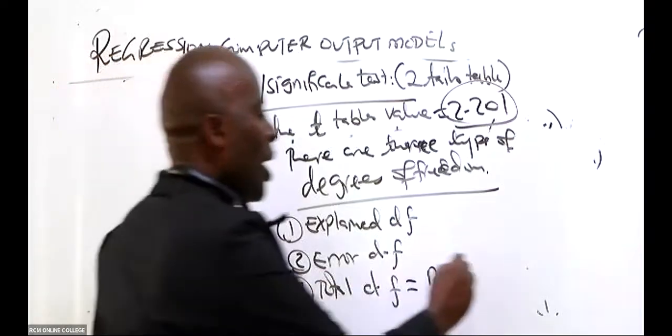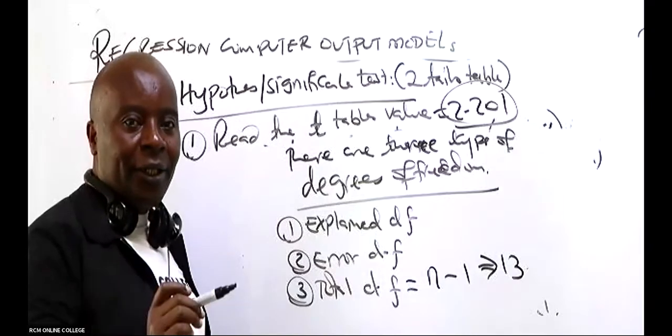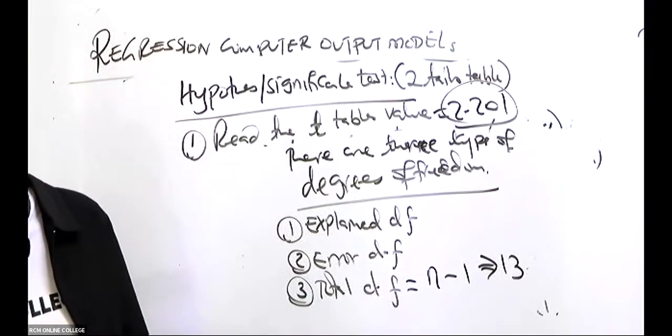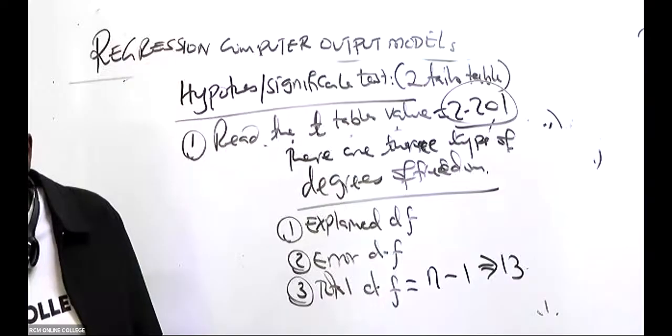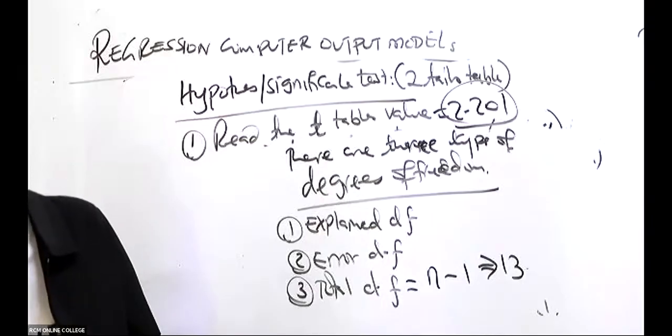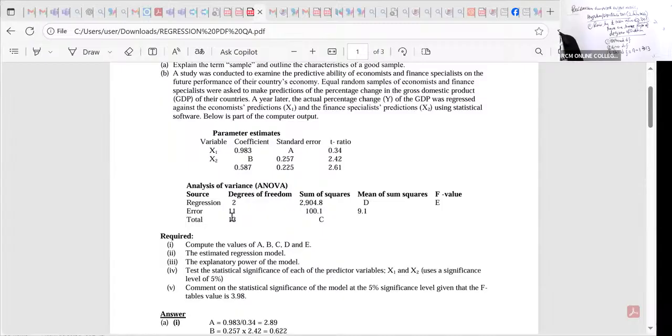Like in this question, have they given us the total degrees of freedom? There are 13 total degrees of freedom. If you look at this table very well, my good students, you'll be able to see the total degrees of freedom. So the total degrees of freedom here, there are 13. I hope you're able to see them.